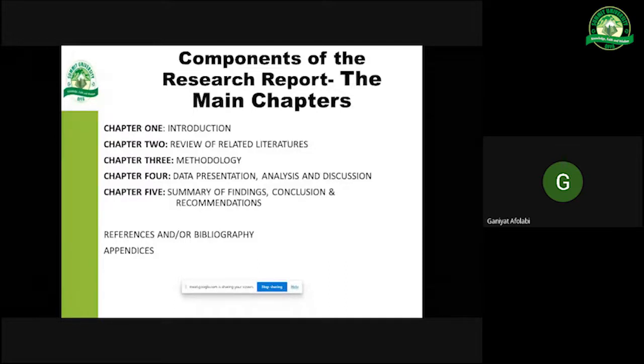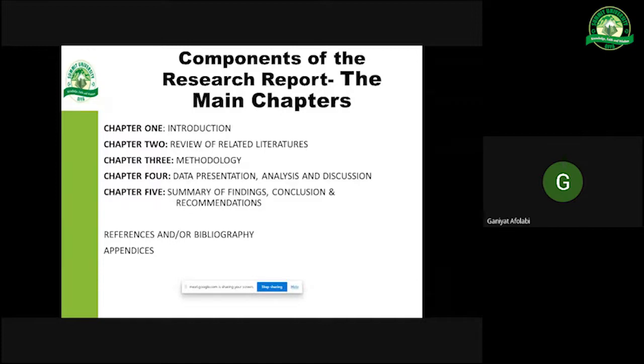The chapter 2 will be a review of related literatures. It can also have theoretical background of your work if you are writing for a project report or your thesis report or dissertation. If you are writing for an article, I will advise you only use review of related work, what people have done earlier on. And chapter 3 consists of the methodology.